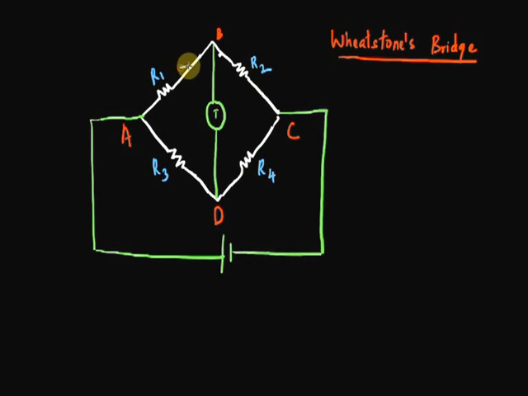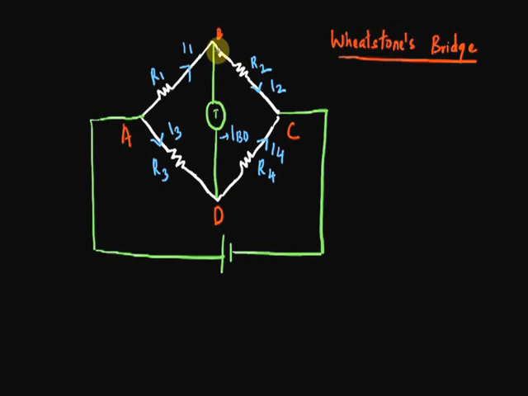And I'm going to call this current along R1 as I1. Along R2, we'll call the current I2. For R3, it's I3. This is I4. And the current along BD will be IBD.